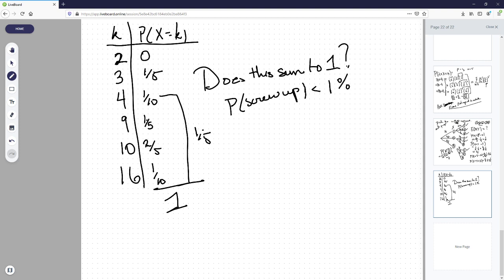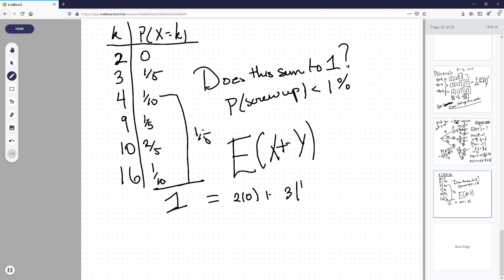So finally, let's compute the expected value. Well, it's equal to 2 times 0 plus 3 times 1/5 plus 4 times 1/10. So I'll just write that as 4/10. Plus 9 over 5 plus, let's see, 10. So it's going to be 20 over 5.